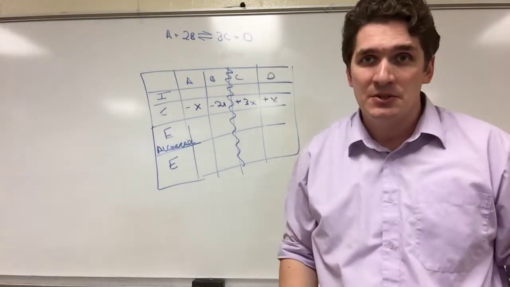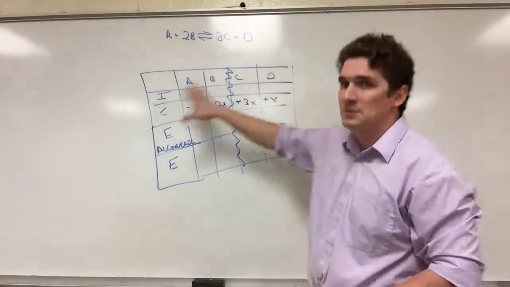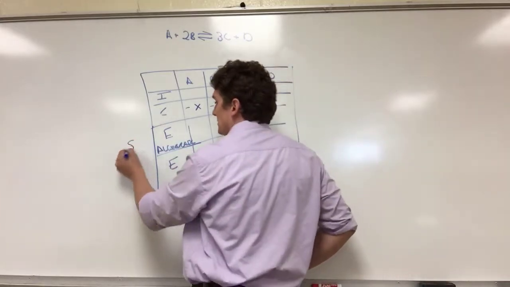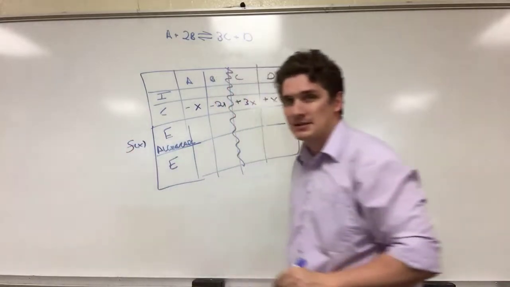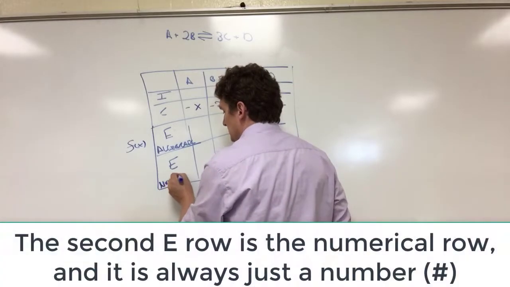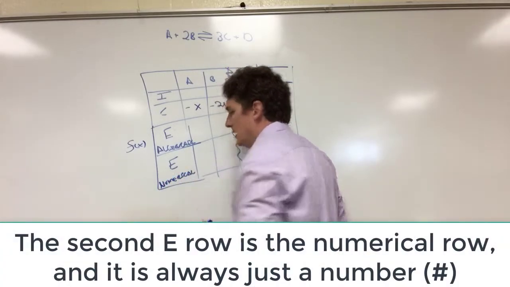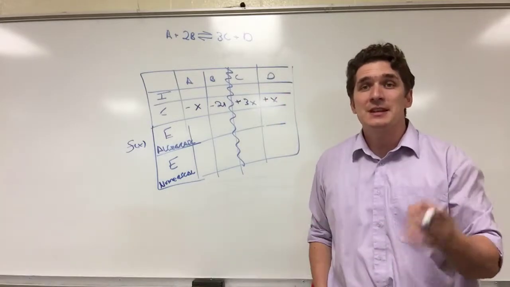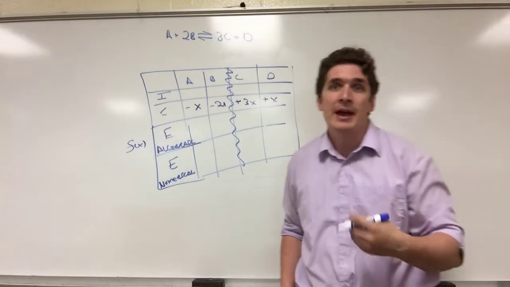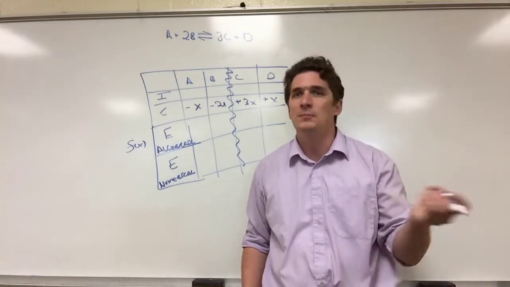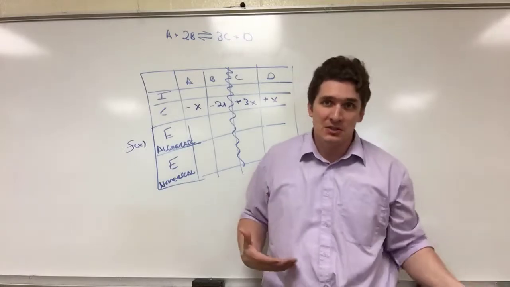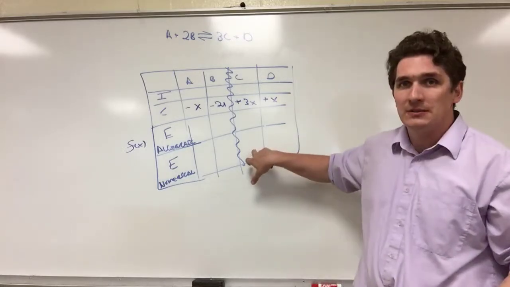Sometimes we are asked to solve for initial concentrations. If we are, we just put the variables in. Regardless, this row is always a function of x. The E row down here is the numerical row. For the numerical row, this is a number, and this is either a number we're trying to find or a number we're given. So if we're told at equilibrium the concentration of A is 1.8 molar, we put 1.8 here. Or we may be asked, what's the concentration of B at equilibrium? Well, this is the number we need to find.